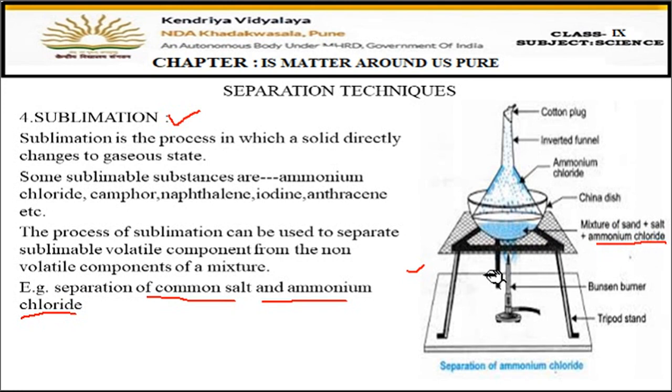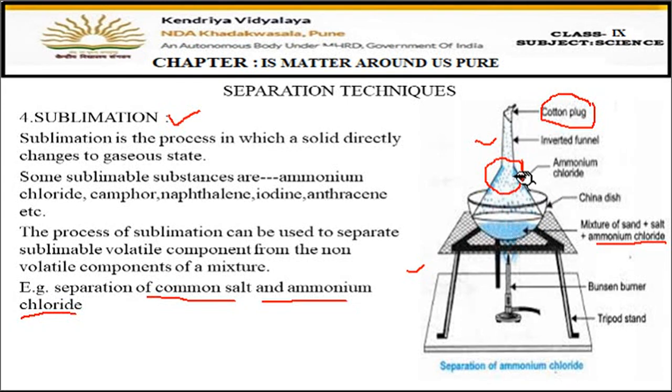Ammonium chloride is sublimable. So on heating, this solid will directly change into gaseous form. Now in this experiment, an inverted funnel is kept on the dish. You can see this is the funnel, kept inverted. On the upper side of the funnel, a cotton plug is fit so that the vapors cannot go outside. At this region, the ammonium chloride on heating changes to vapors, and these vapors get collected on the walls of the funnel, and you can see the blue color salt which is deposited. When these vapors strike the cool surface of the funnel, they again change into solid form.